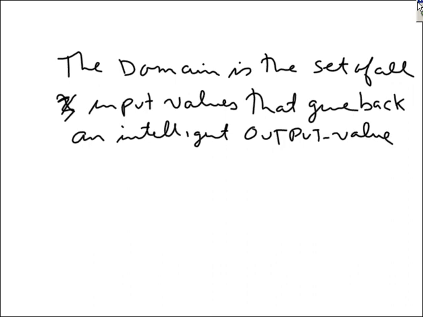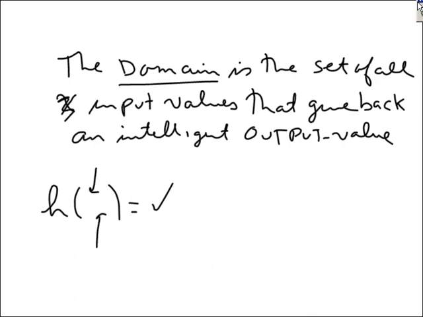You can put in any value as an input value, but you may not get back an intelligent output. Only the input values that give you back outputs that make sense, the inputs that give you back intelligent outputs, those input values make up the domain. Whatever you can put in here and get back an intelligent answer, that's the domain.